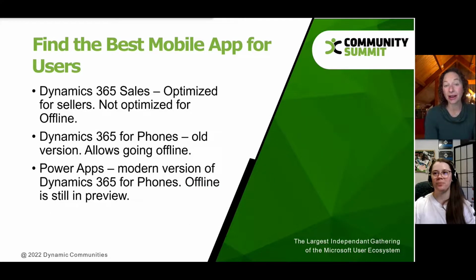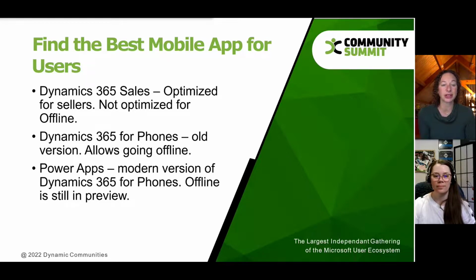Last one. There are several mobile apps for your users, but they're not all the same, and you should pick the right one. So what are there? There's Dynamics 365 for sales, which is optimized for your sellers. It is not optimized for offline. So this is great if you're always in an area with coverage and you don't need to use offline features. You also have Dynamics for phones, which is the older version. It does allow you to go offline.